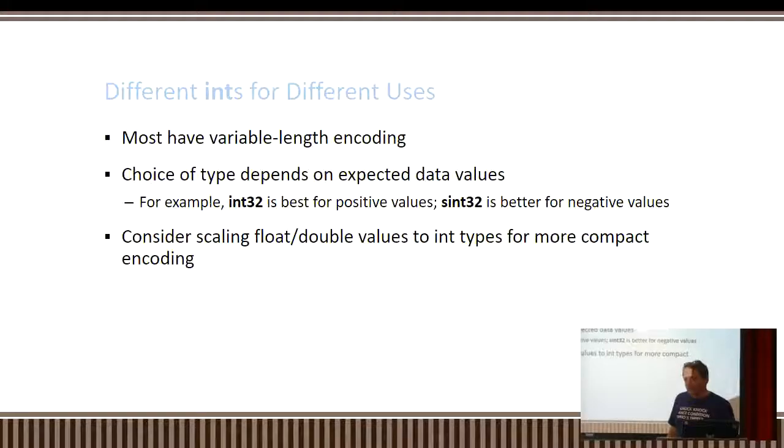And then finally, doubles and floats don't encode very well, because, generally speaking, if you take the value of 1/3 and put that in a float, you probably don't care about the 19th digit of precision, but protobuf has no way of knowing that. So, if at all possible, scale your floats and doubles into int values that you can get a more compact range from, and you'll get better encoding.